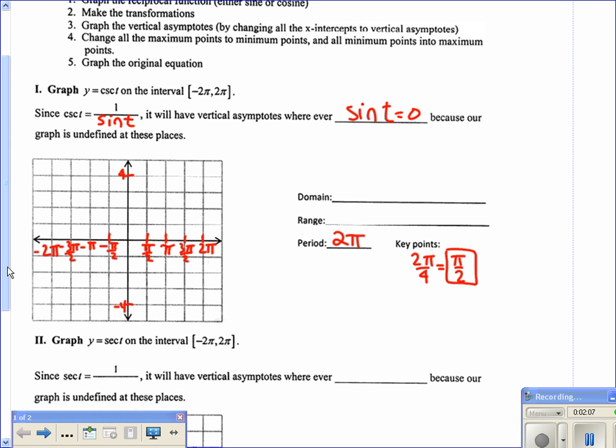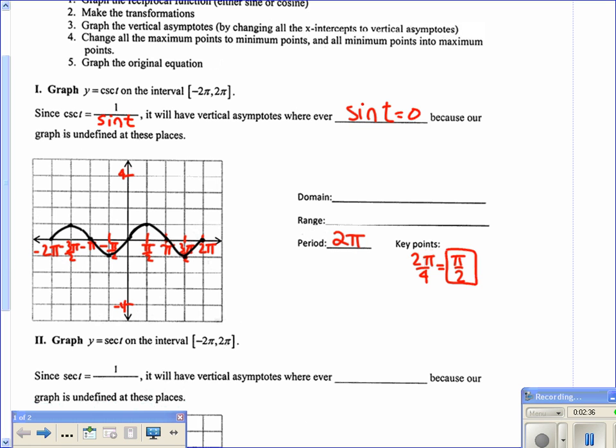First start off by graphing your sine graph, and we all should hopefully know what the sine graph looks like by now. It starts at 0. At pi over 2, it's 1. Then we have 0 at pi, negative 1, and then we get 0 again. So this is what my graph starts to look like. That is my sine graph.